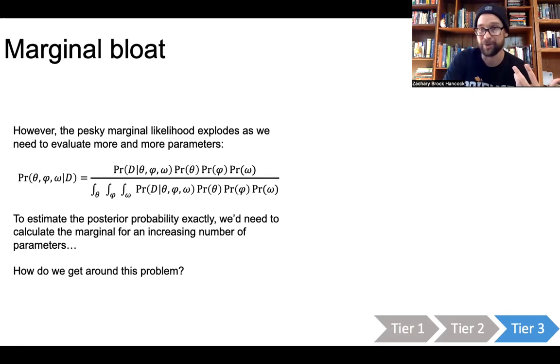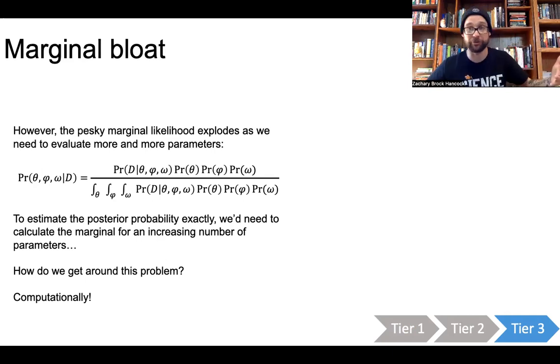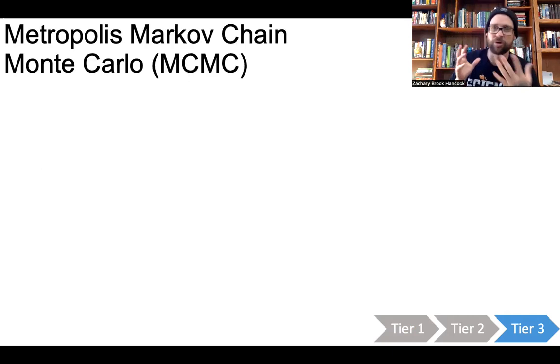So how do we get around this problem? How do we actually deal with what we call this marginal bloat? The way we do it is computationally. I'm going to walk you through one of the most important statistical methods, used in virtually all fields in which we want to estimate some parameter of a model. You may have heard of this before, you may not, but what we're going to be talking about is a method put forward by Metropolis et al. in the 1950s, and it's called the Markov chain Monte Carlo.